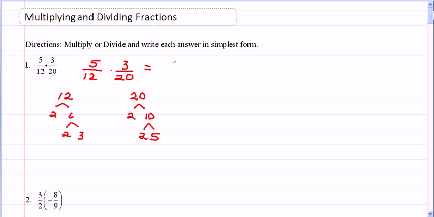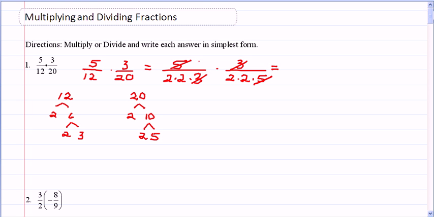Since 5 and 3 are already prime, I'm going to leave the first fraction as just 5 over, and then 12 is 2 times 2 times 3, and then 3 is prime, so I leave that as 3 over 20, and 20's prime factorization is 2 times 2 times 5. Once you have all the numbers written in their prime factorization, you can cancel diagonally or vertically and multiply what's left.